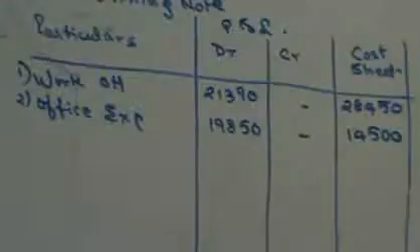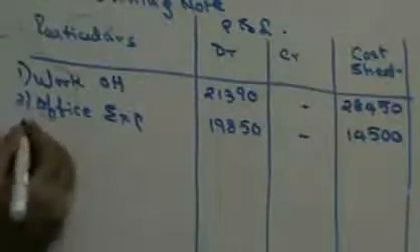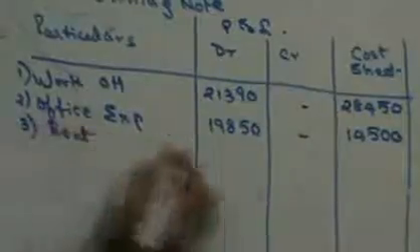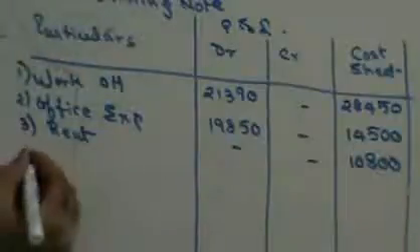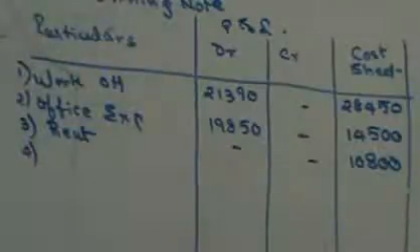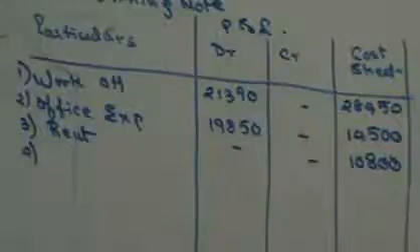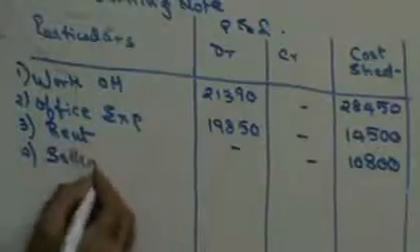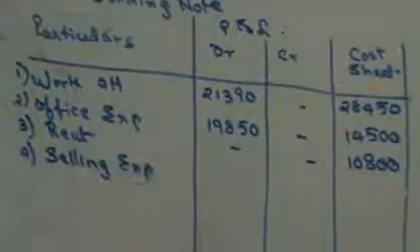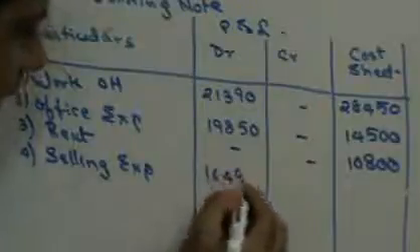The annual rent value of the premises owned by the company was 10,800, charged in cost account only. Rent charged in cost account only is 10,800. Next, selling and distribution expenses for the period amounted to 16,490, which were excluded from cost. So selling expenses were excluded from cost. That means they are going to be there in P&L only, 16,490.